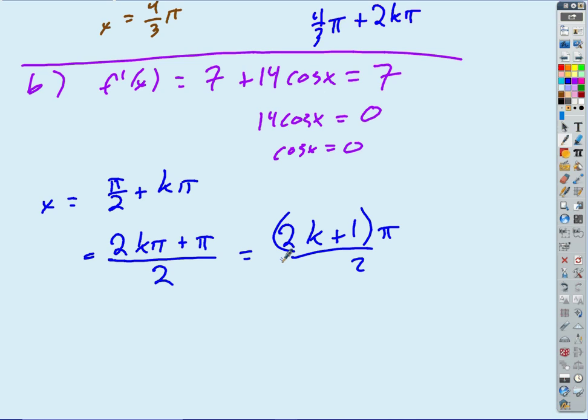How would you specify even integers? 2k, right? Everybody see that? That's kind of cool, isn't it?